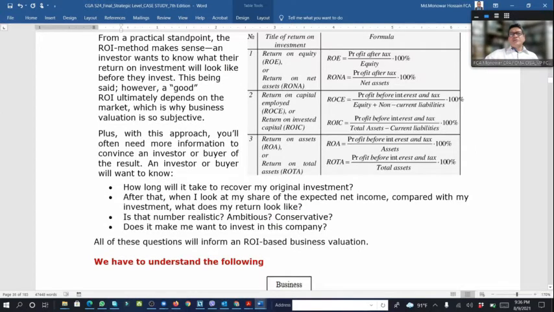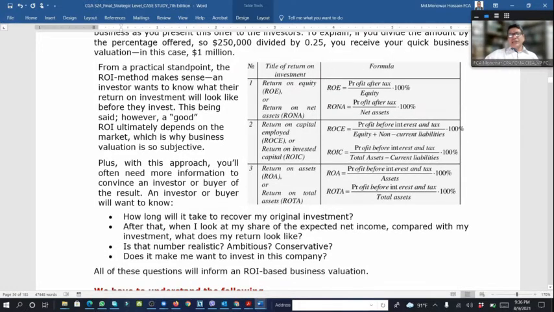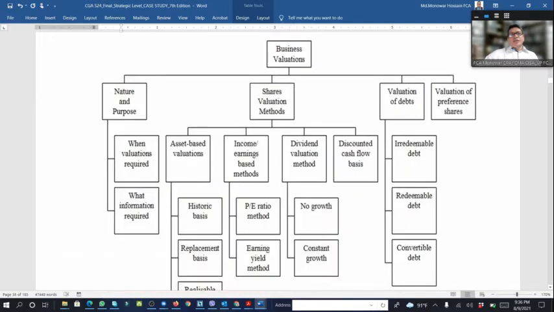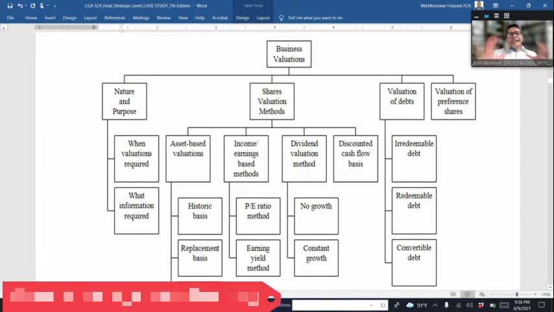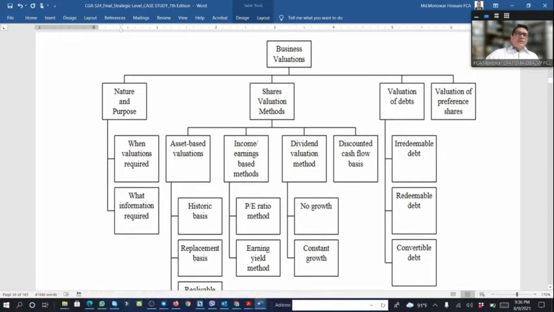Here ROE is a ratio: return on equity, profit after tax divided by equity multiplied by 100. This way it can be calculated. And we have to understand the following business valuation: nature and purpose, and how this will be, when valuation is required, and what information is required.